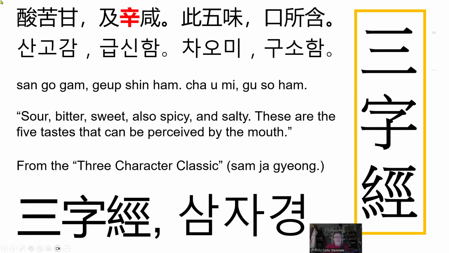And this line reads in Sino-Korean, San go gam, gu shin ham, cha umi, gu so ham. Sour, bitter, sweet, also spicy and salty. These are the 5 tastes that can be perceived by the mouth. And so here, shin is being used to communicate spiciness.